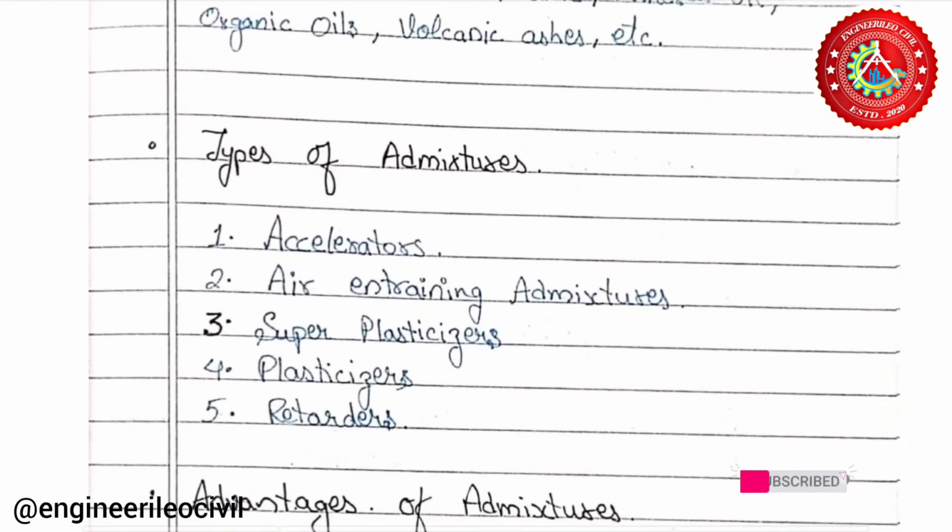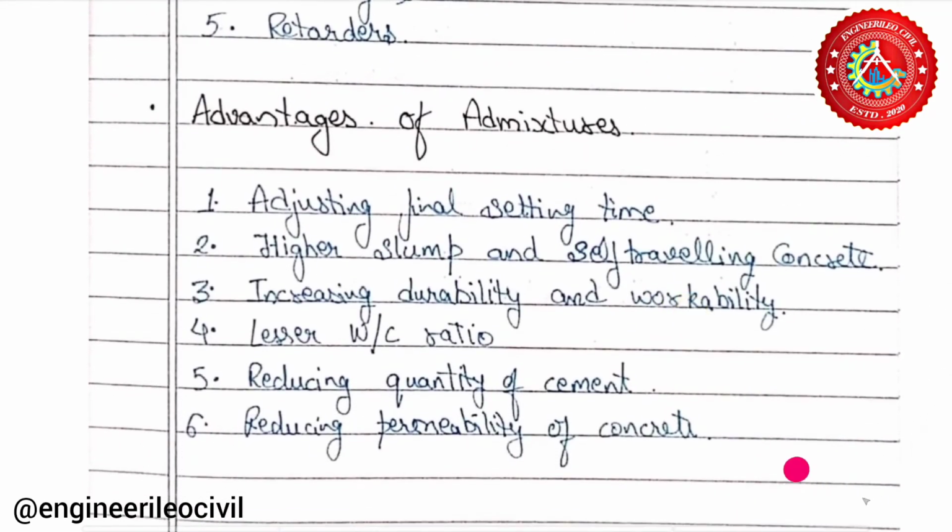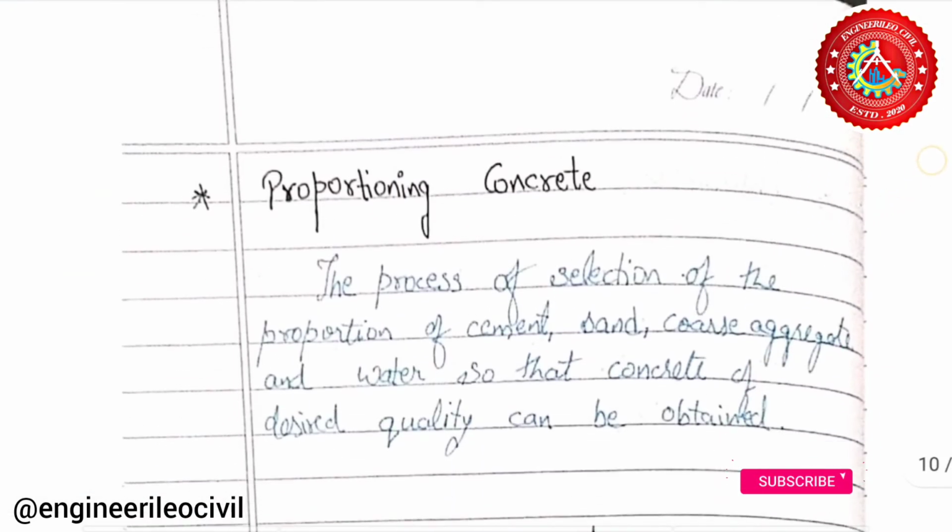Some of them are accelerators, air entraining admixtures, super plasticizers, and retarders. They have different advantages. Some of the advantages are adjusting final setting time, gaining higher early and ultimate strength, higher slump and self-compacting concrete, self-leveling concrete, increasing durability and workability, lesser water cement ratio, reducing quantity of cement, and reducing permeability of concrete.